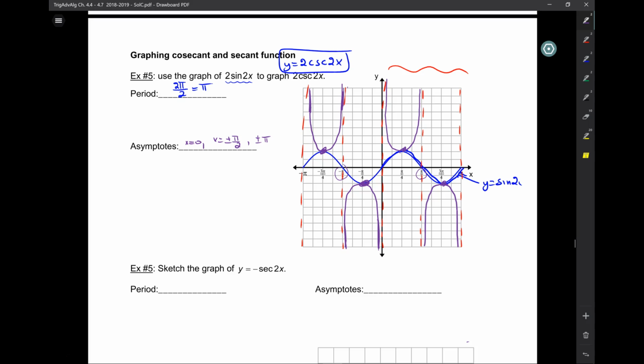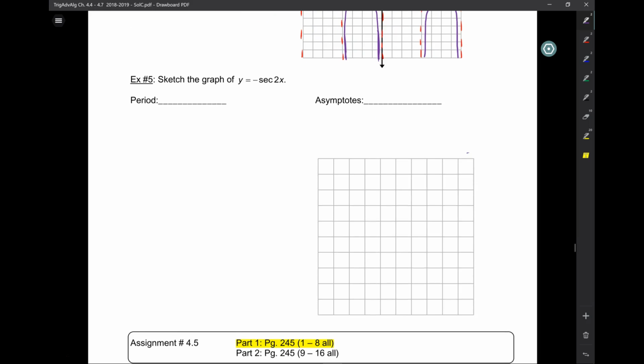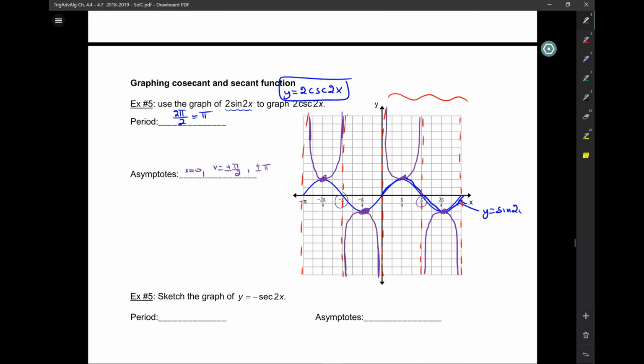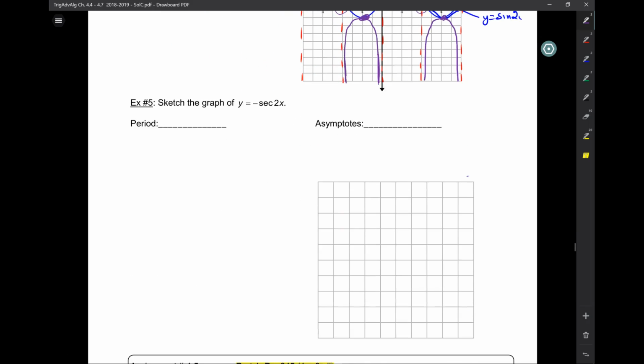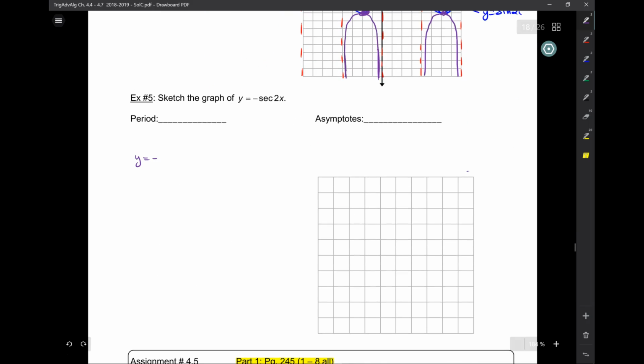I know. So let's do one from scratch. Here we're going to graph y equals negative secant 2x. That's going to be the cosine. So we're going to graph y equals negative cosine 2x. Okay. So the period is 2 pi over 2, which is pi.